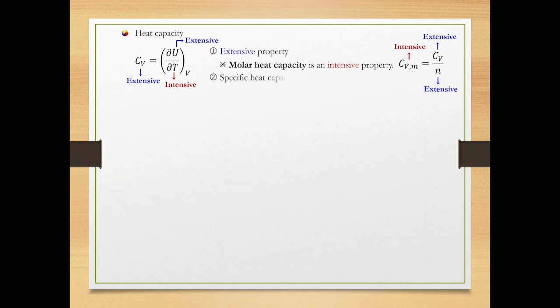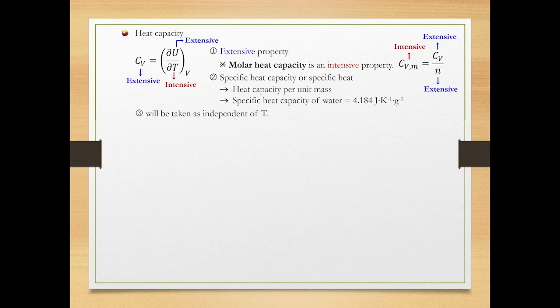Specific heat capacity, or simply specific heat, is a particular type of heat capacity, and it is defined as heat capacity per unit mass. Specific heat of water is well known as 4.184 joules per Kelvin per gram. Heat capacity will be taken as independent of temperature unless otherwise stated.